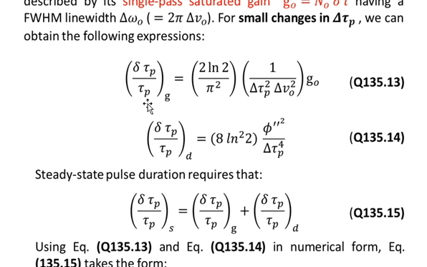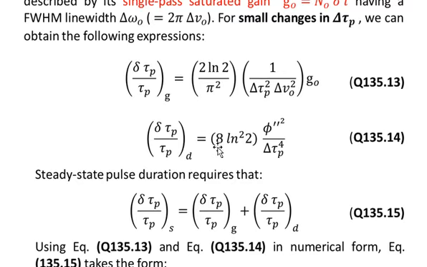So Δτp/τp for the gain medium is equal to 2 log 2 divided by π² multiplied by the factor 1/(Δτp² Δν0²), and multiplied outside with G0, where G0 is the gain of the medium. And this is the relationship that we have written for Δτp/τp for the dispersive medium, D standing for the dispersive medium.